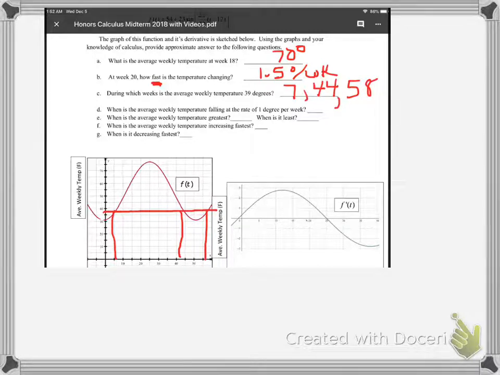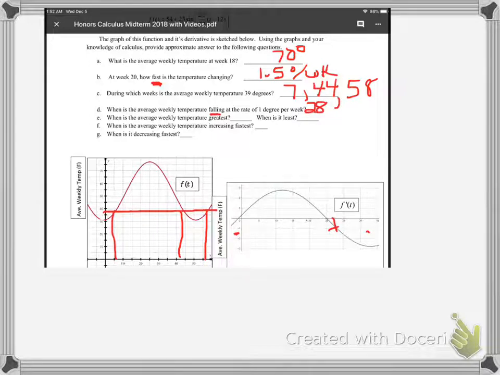Okay, question D. When is the average weekly temperature falling? Falling means it's going to be negative, at a rate of 1 degree per week. So when is the weekly temperature falling at 1 degree per week? That means the slope is going to be -1. Here is where -1 is, right here. So draw a cross, and you see a cross is right here. And so go up and figure out what week that is, and it looks to me it's about week 28 or so. That's my good answer for that.